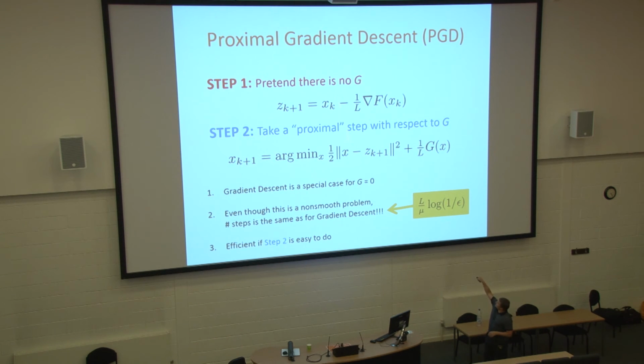And then, by doing this repeatedly, you actually solve the non-smooth problem. It will take exactly the same amount of time as if the problem was smooth. So the condition number, or square root of the condition number if you have acceleration. Exactly the same thing.